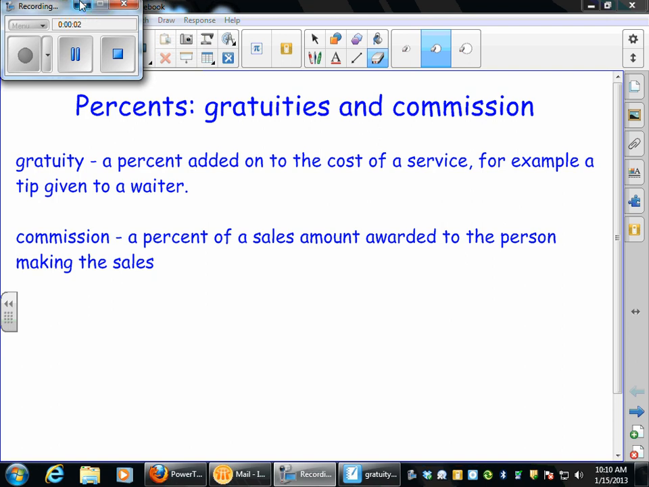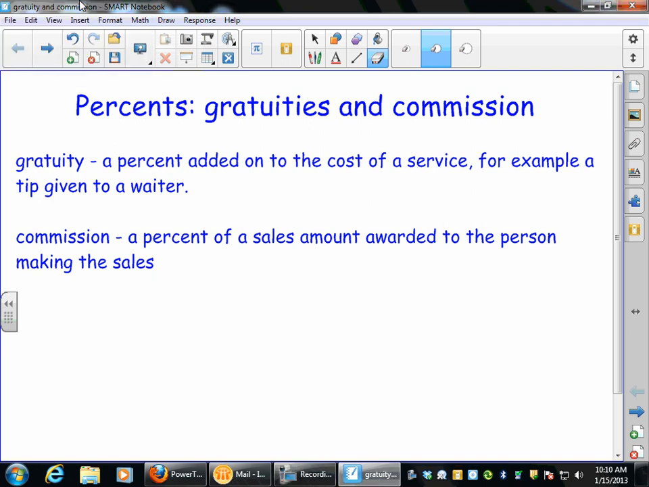Okay, this percentage video is on gratuities and commission. Gratuity. You have your definitions here. A percent added on to the cost of a service. For example, a tip given to a waiter. Right? You go out to eat lunch, eat dinner. They take care of you, so you give them a little extra money on top of what the bill costs.